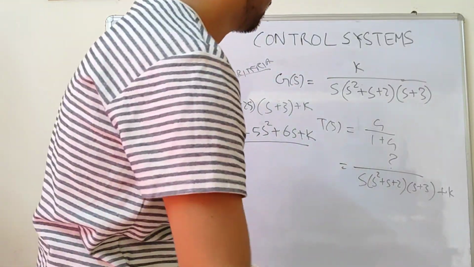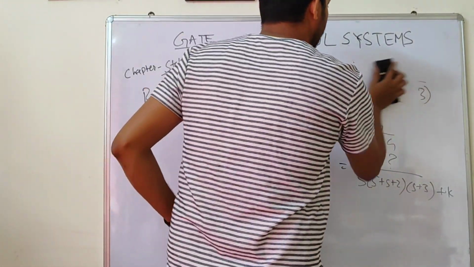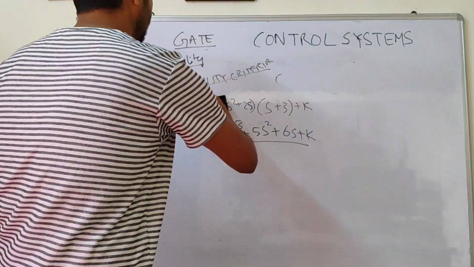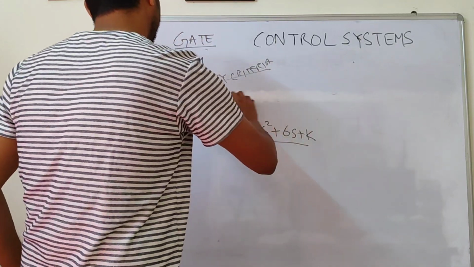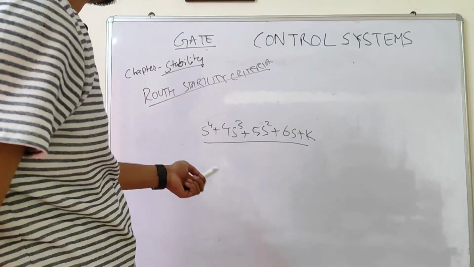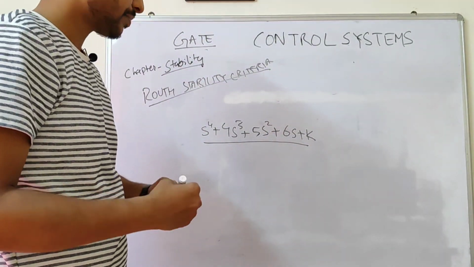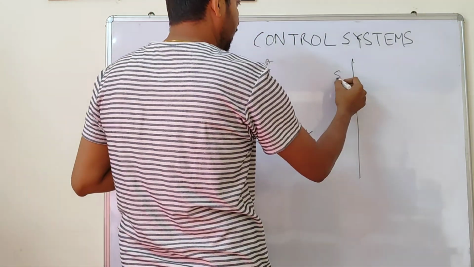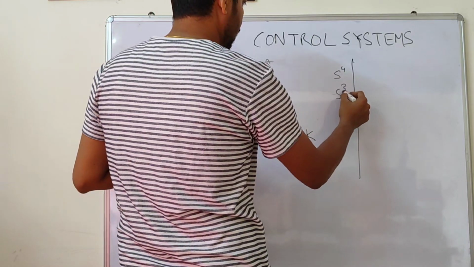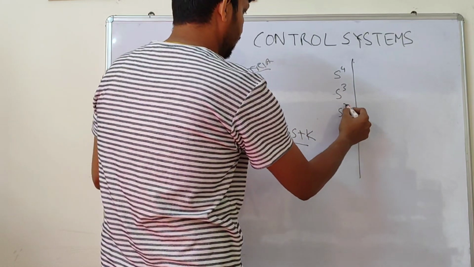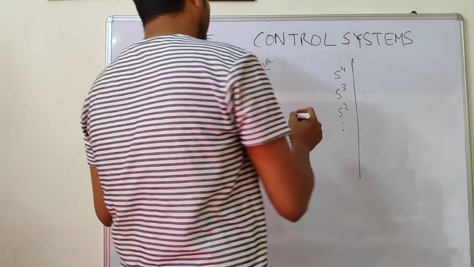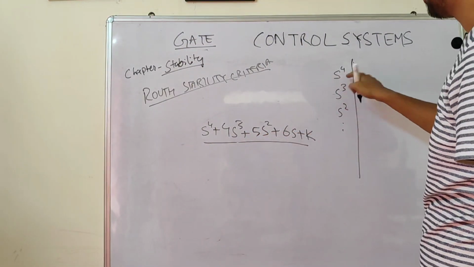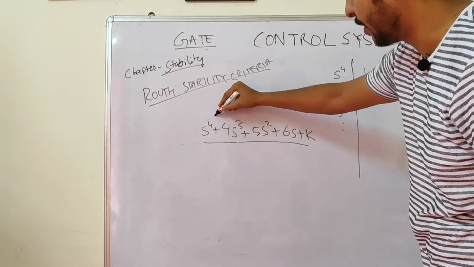Okay, let's remove all this now. This is not required anymore. We have got the characteristic equation. Okay, so once you have this characteristic equation, now the Routh stability criteria tells you this. So you first write the coefficients of powers of s like this, and so on. And you write the coefficients of s to the power 4 first, and then the alternating coefficients.